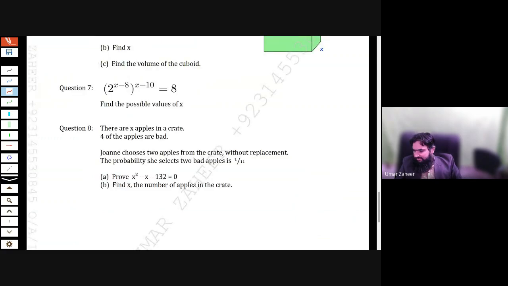All right. The next one: there are x apples in the crate. Four of the apples are red.